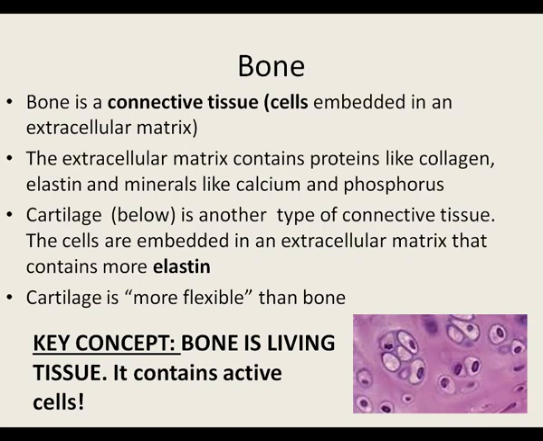Cartilage below, on the right there, is another type of connective tissue. And notice the cells are also embedded in an extracellular matrix, but this extracellular matrix contains more elastin than bone does, and so cartilage tends to be more flexible than bone does. So once again, bone is a living tissue and it contains active cells. Please make sure that you understand that.